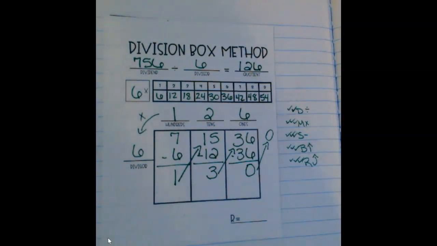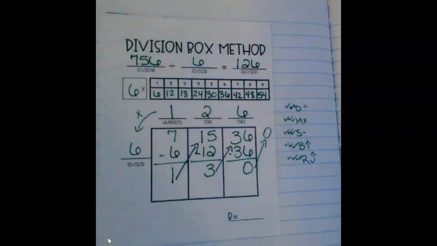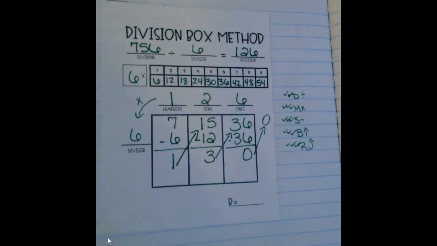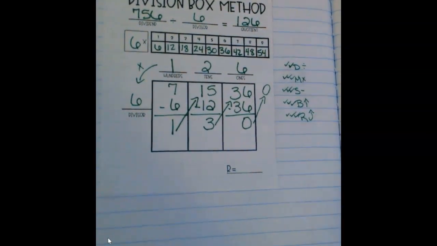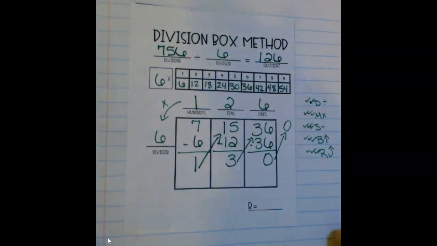No, why not? What do I need to do? Nope, I don't have a remainder. It's 0. What do I need to do? I've got to check myself. Very good. You are not done until you check yourself. Okay? So, how am I going to check myself? What am I going to do? Jacob? Multiply 126 times 6. Very good.